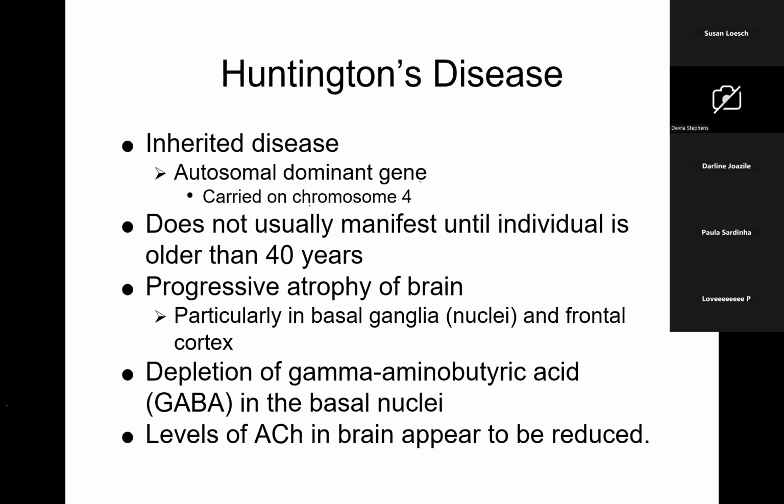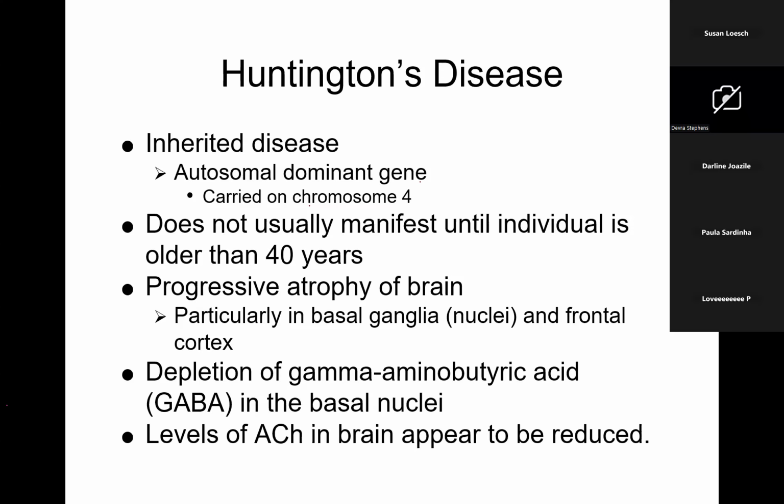All right, Huntington's is inherited. This is autosomal dominant, which means they have to inherit only one gene. If the parent gives them a bad gene for this, they're going to have it. Okay, autosomal dominant means you only have to get one gene. It does not usually manifest until people are around 40. It causes atrophy of the brain and it's progressive.